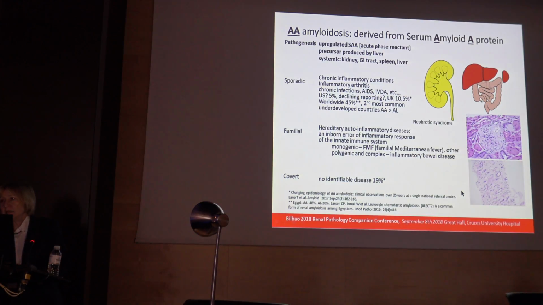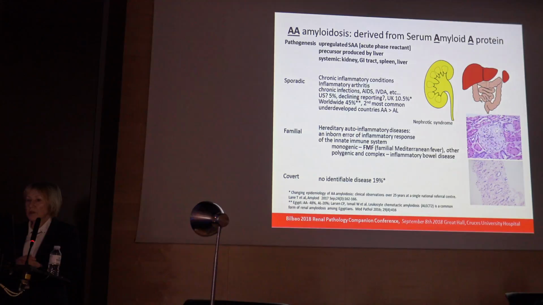Now, AA is the most prevalent type in the underdeveloped countries. The situation in the developed countries is markedly different between North America and Europe. In North America, the number of cases reported more recently has been declining. It may be due to improvements in treatment or a decrease in reporting. The situation in Europe is different, and it's at least twice as common, but still in the third world, AA is more common than AL.